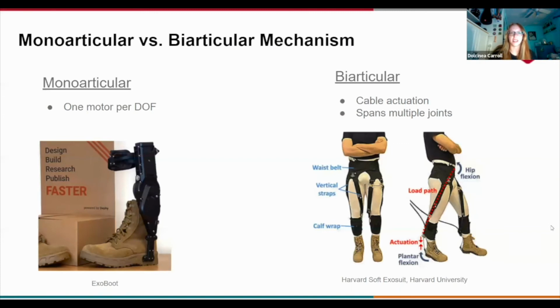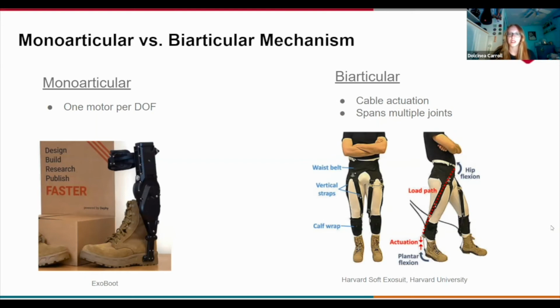Another classification is by whether an exoskeleton is a monoarticular or biarticular mechanism. Monoarticular means that there is one motor per joint, while biarticular means that the motor spans multiple joints. The monoarticular example is the exoboot. The exoboot only addresses one joint, the ankle.